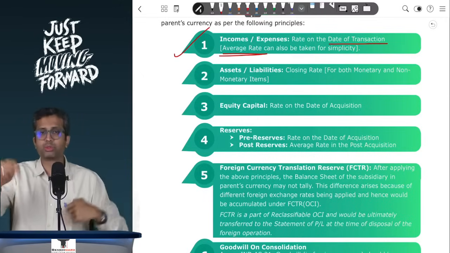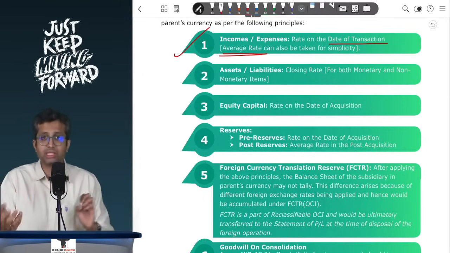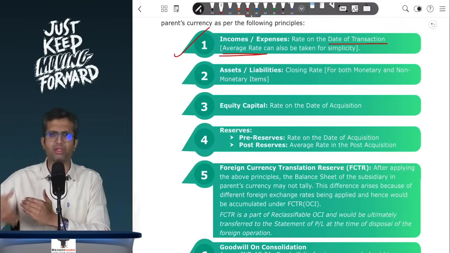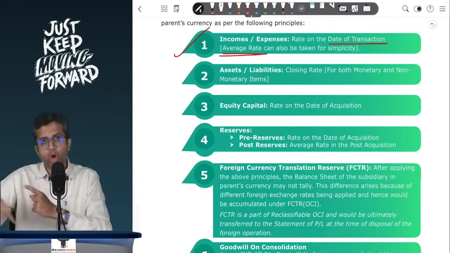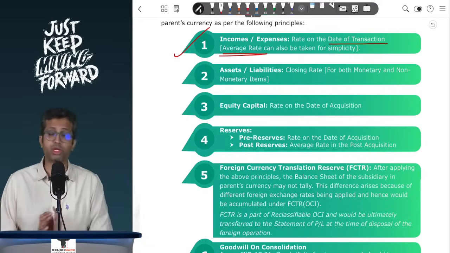Further, reserves which were existing as on the date of acquisition, that is 2010, are actually purchased, and hence they will also be converted at the rate on the date of acquisition. After that, in the years 10-11, 11-12, 12-13, 13-14, whatever profits are earned, these profits will be consolidated, and hence they will be converted at the closing rate.